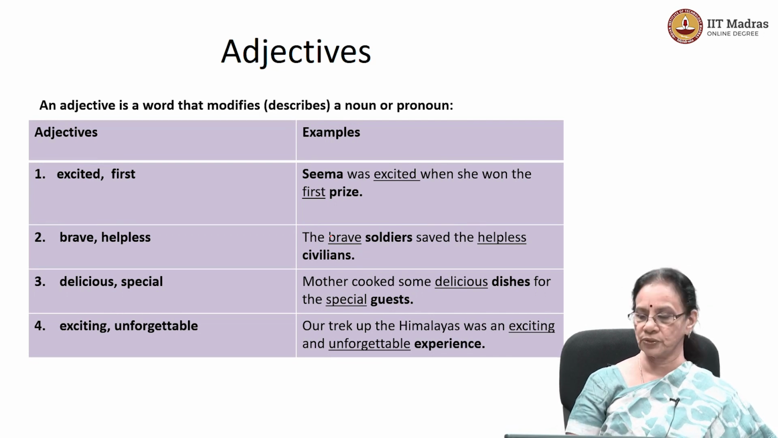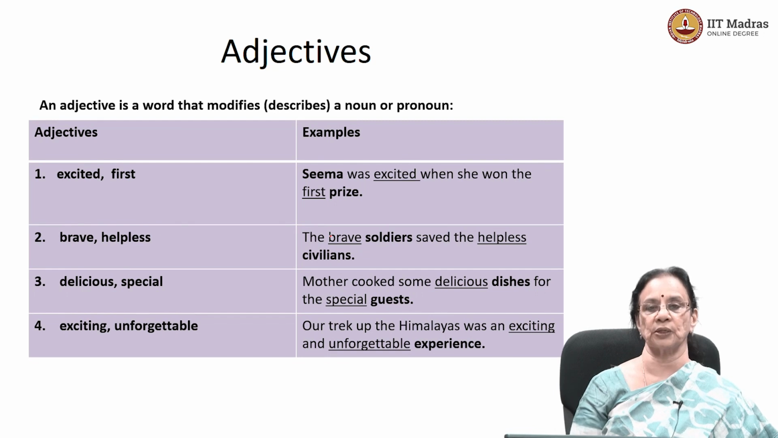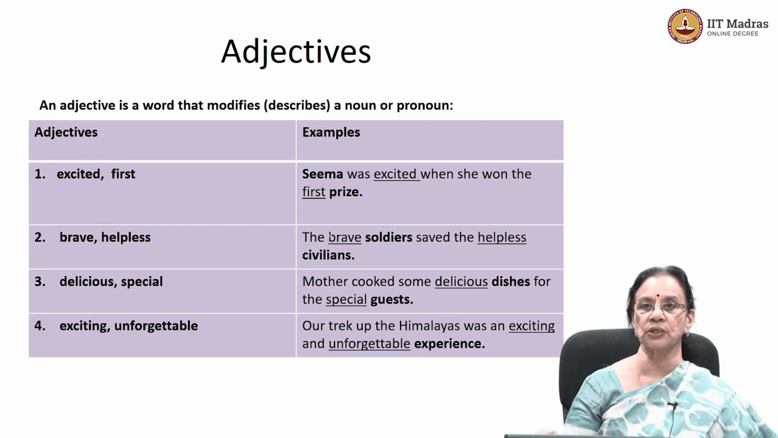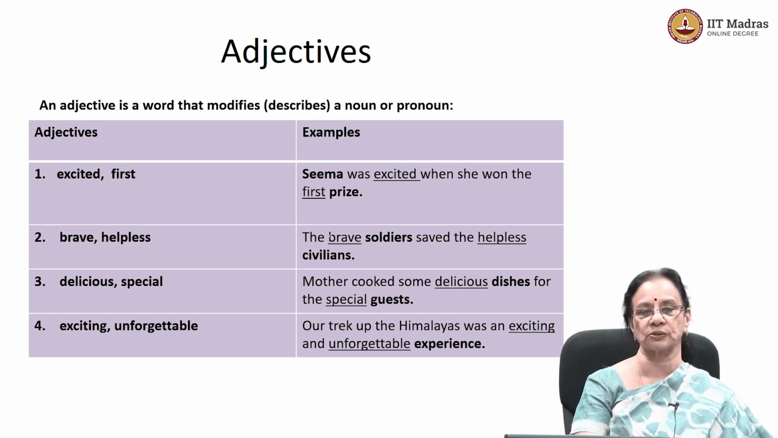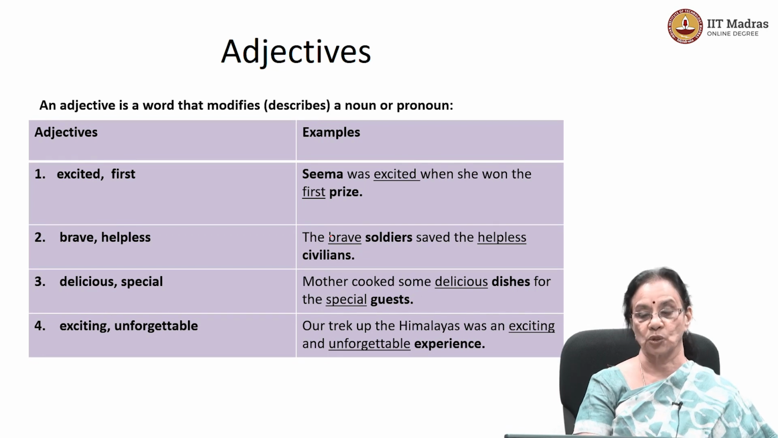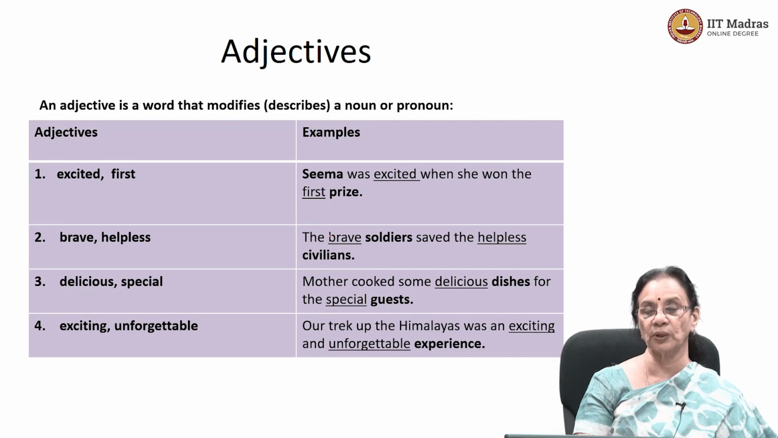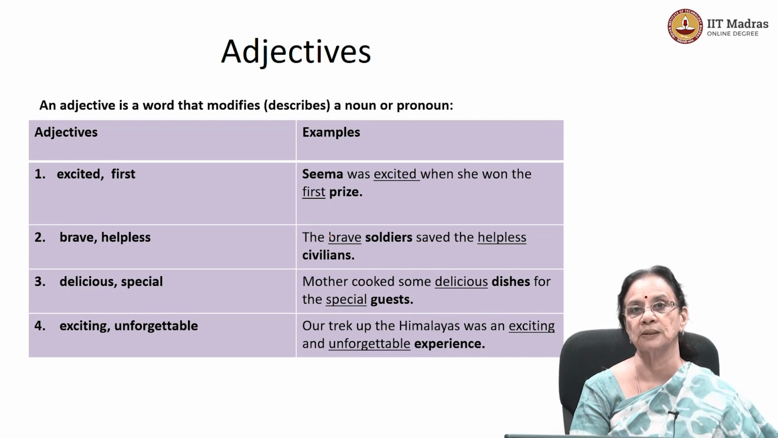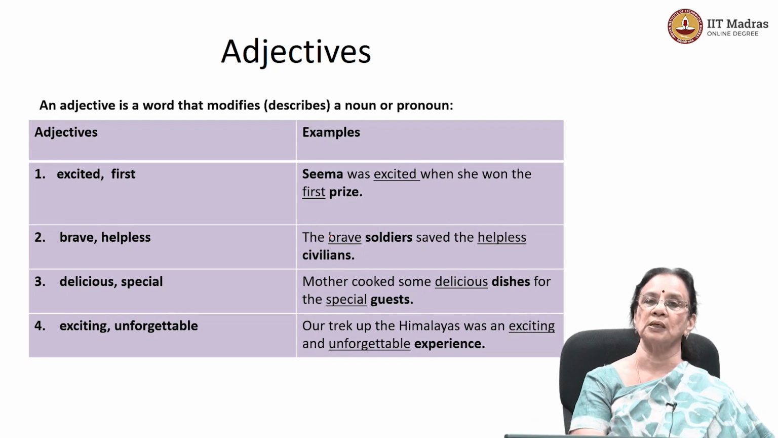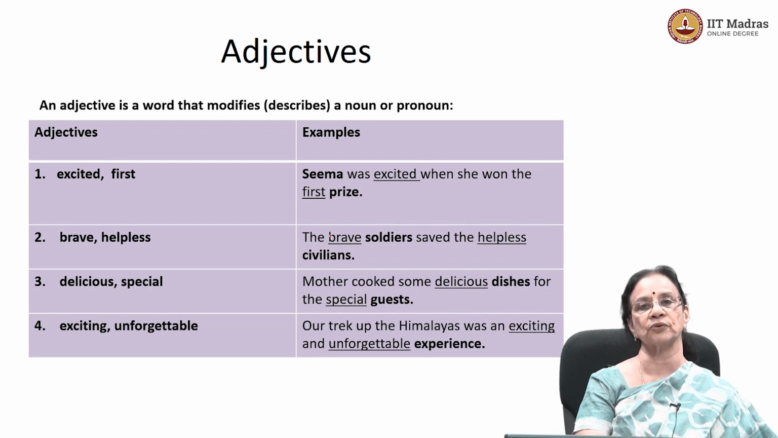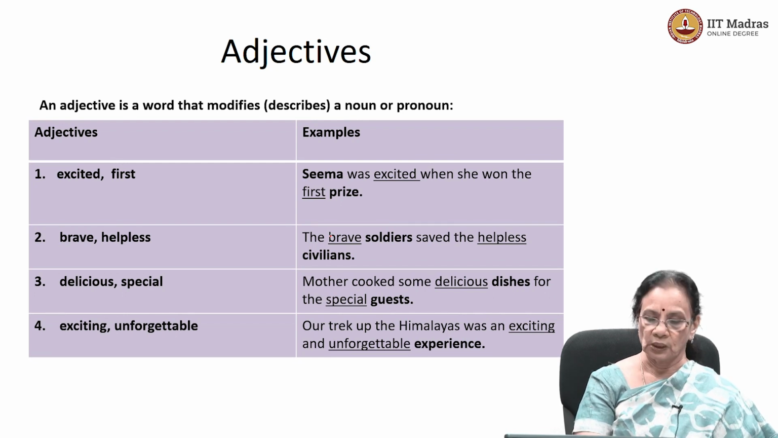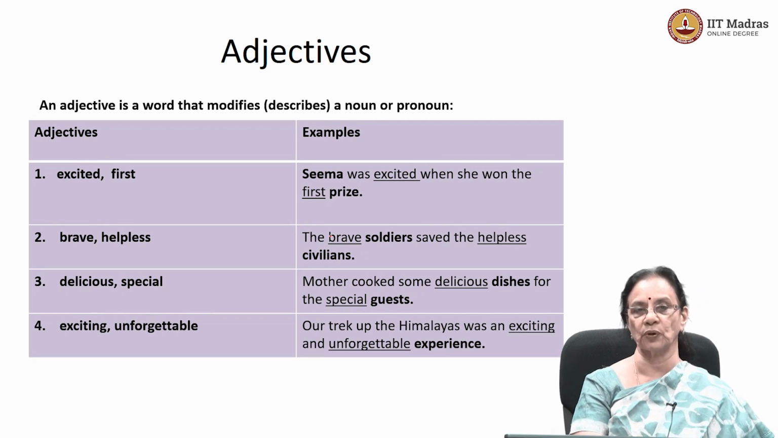Let's move on to the third set, delicious and special. Mother cooked some delicious dishes for the special guests. Now, what did mother cook? Some delicious dishes. So, delicious is an adjective we are using to explain the dishes, and in special guests, special is the adjective for the guests. And let's move on to the last set here, exciting and unforgettable.